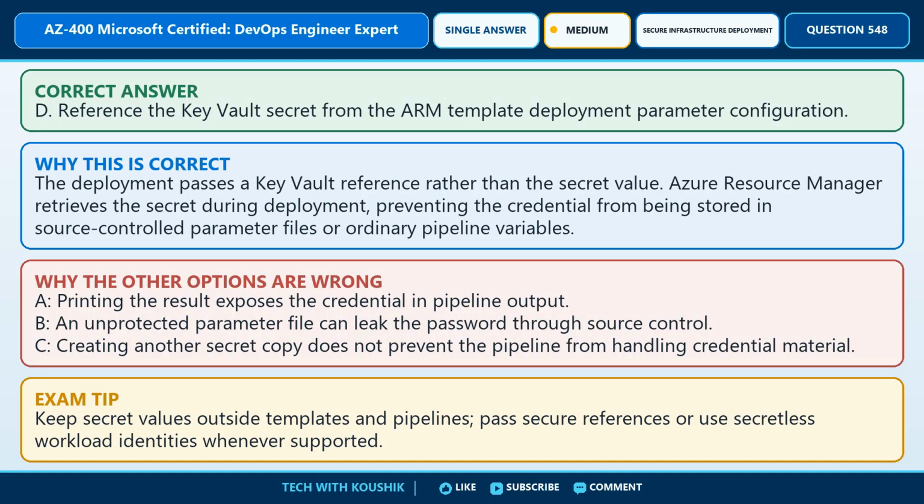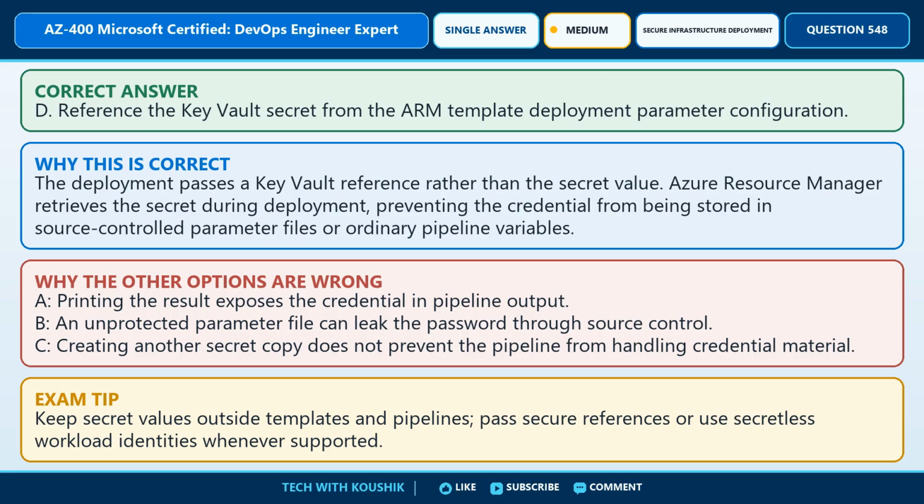The correct answer is option D. Reference the Key Vault secret from the ARM template deployment parameter configuration. Here's why. The deployment passes a Key Vault reference rather than the secret value. Azure Resource Manager retrieves the secret during deployment, preventing the credential from being stored in source-controlled parameter files or ordinary pipeline variables. Why are the other options not correct?